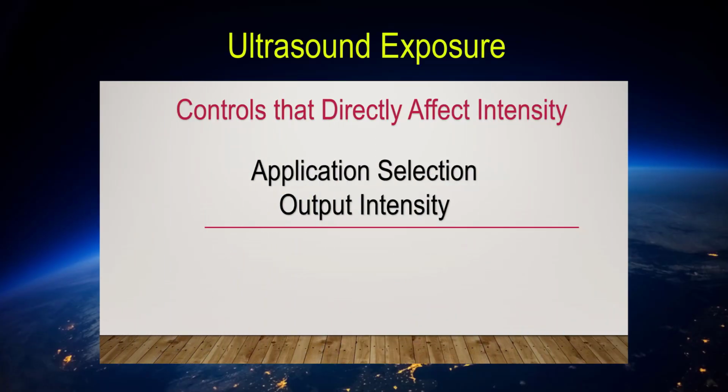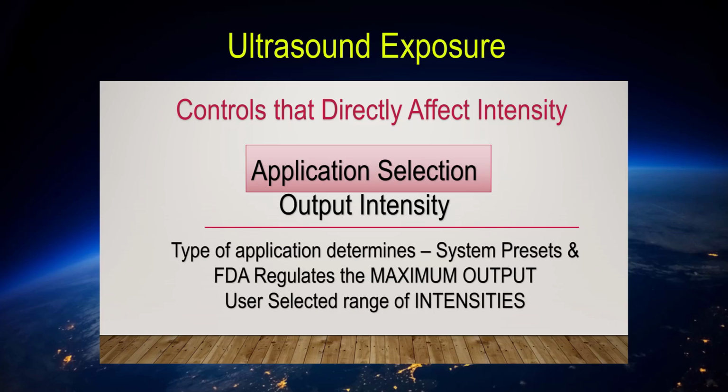So let's go to the controls that directly affect intensity. First and foremost is application selection and output intensity. But output intensity is quite intuitive and self-explanatory. We'll discuss the application selection a little bit more in detail. Now, the type of application determines the system presets that are already stored in it. For example, vascular ultrasound, cardiac ultrasound, and fetal ultrasound all have presets that have been determined by the manufacturer, that is tightly controlled by the FDA, and already uploaded into the system.